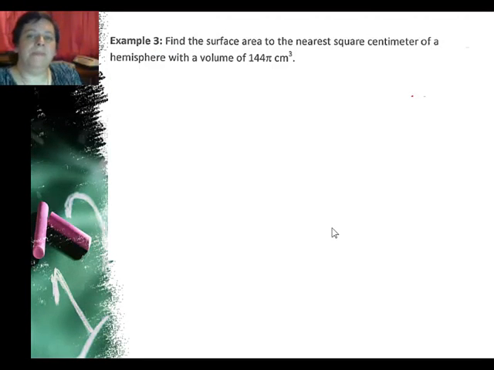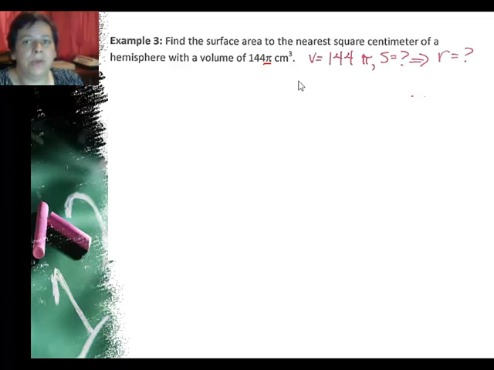Example 3. Find the surface area to the nearest square centimeter of a hemisphere with a volume of 144 pi centimeters cubed. So they gave us an exact volume. Notice how it has pi right here. So what I'm going to do is write down what I know. I know the volume is 144 pi. I'm looking for the surface area, which is S, and I know because I'm looking for the surface area, I'm going to need the radius.